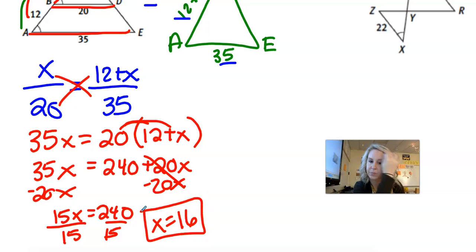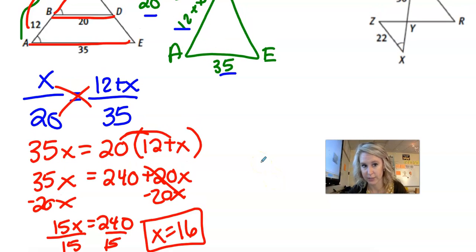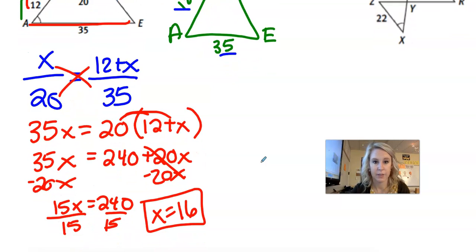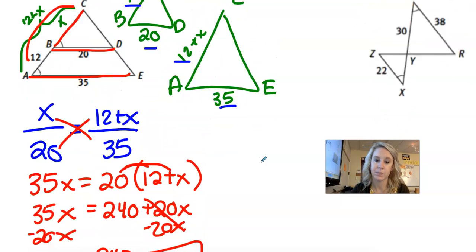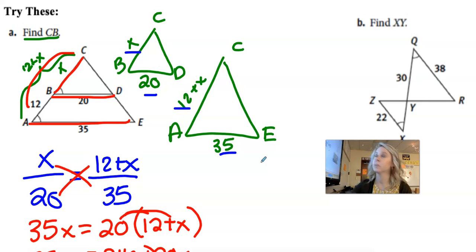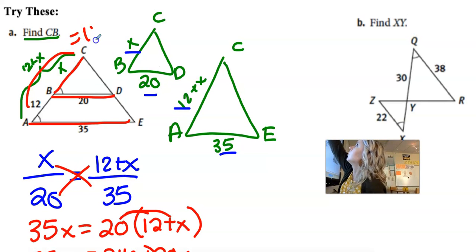Okay. So, not going to lie, overlapping triangles are a little confusing, one, because they're hard to visualize. But my value of CB is going to be 16. So CB equals 16. Okay.